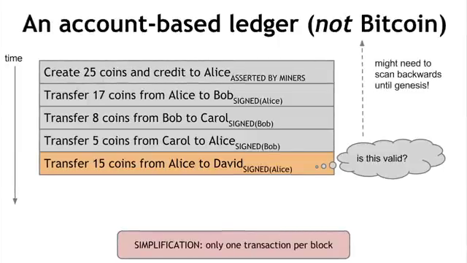And to figure that out, we might have to look backwards forever to the beginning of time at every transaction that's ever involved Alice. Every time Alice has sent or received coins, we need to find all of those transactions and add them up to see if she really has the 15 coins that she's trying to transfer to David. And of course we can make this a little bit more efficient with some data structures that track Alice's balance after each transaction, but that's going to require a lot of extra housekeeping besides the blockchain itself. And that's why Bitcoin isn't based on an account-based model like this.